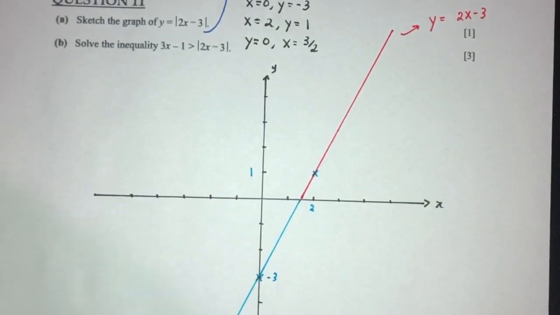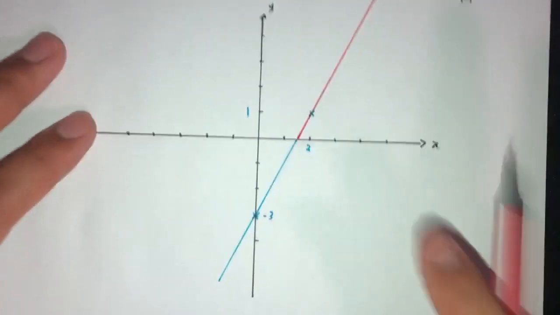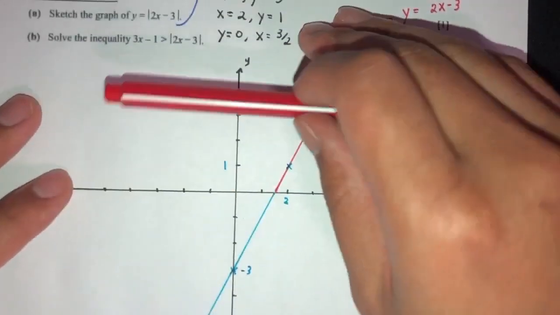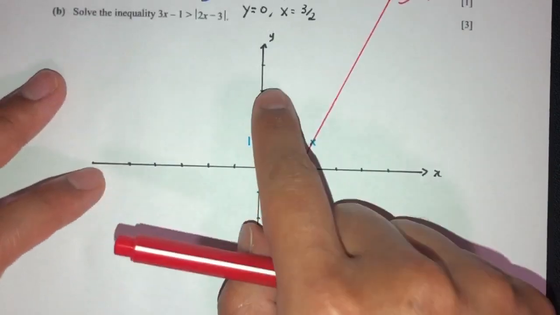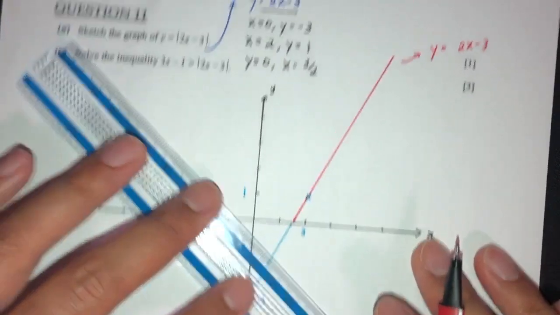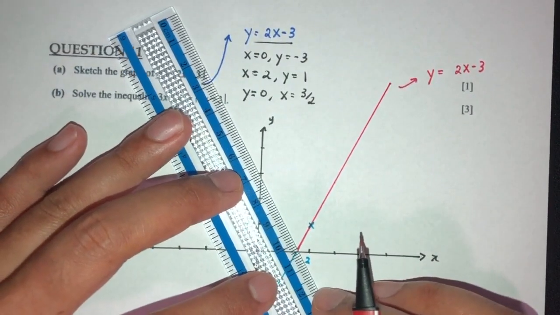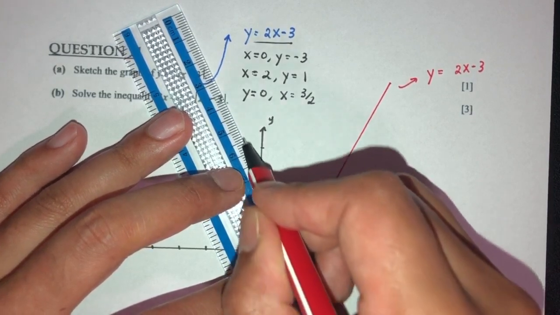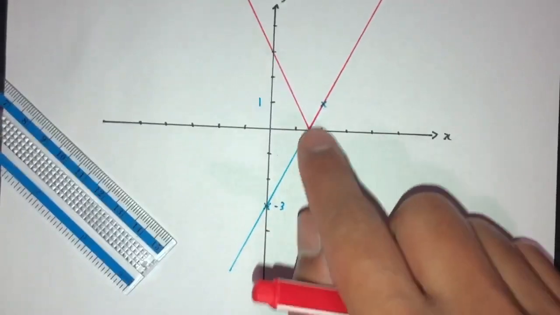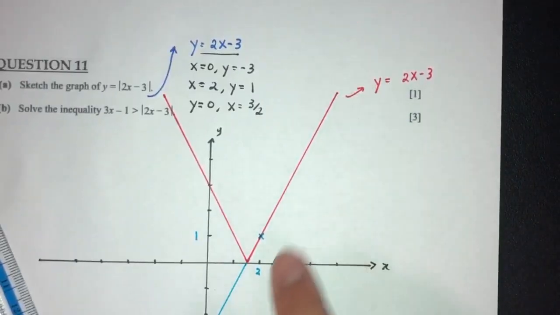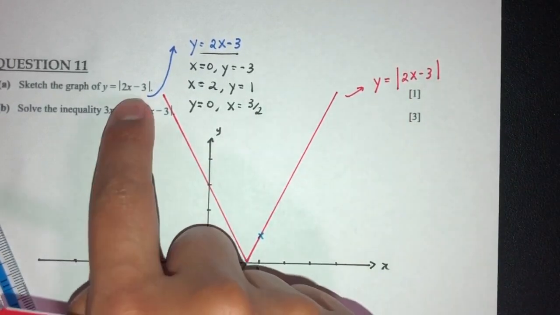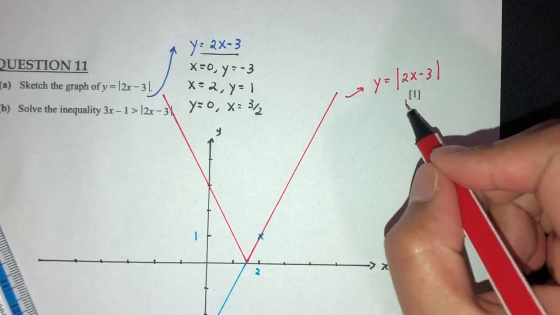Now, what does a modulus line mean? It just means that everything below will become upside. Everything will be positive. So this point will become the point of 3. So just join this with this. 1, 2, 3. Minus 3 will become 3. And this will be our answer for your question. Of course, you have to erase this one. Only the red one is your answer. In the end, label this as your graph of y equal to this one, which is your answer for part 1, only for 1 mark. Done.